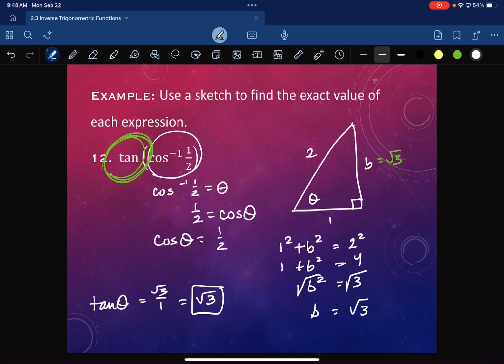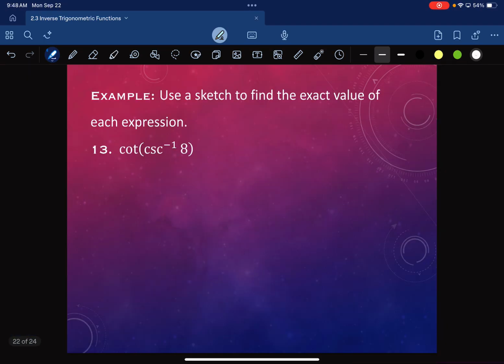Okay, let me do one more, and then we'll table this for today. We'll come back to it next time and discuss adjusting our schedule, which is fine. Cotangent of inverse cosecant of 8. Okay, so starting here at the inside with the parentheses, I have the cosecant inverse of 8 equals theta. And I rewrite 8 is the cosecant of theta, right?